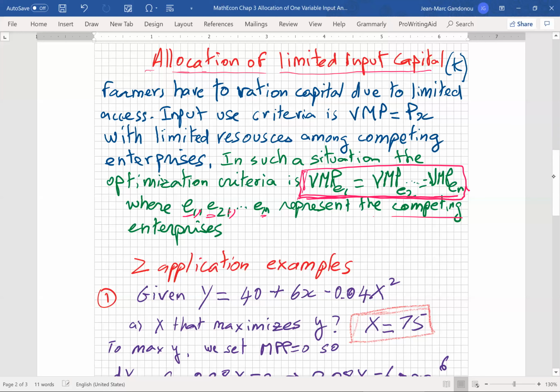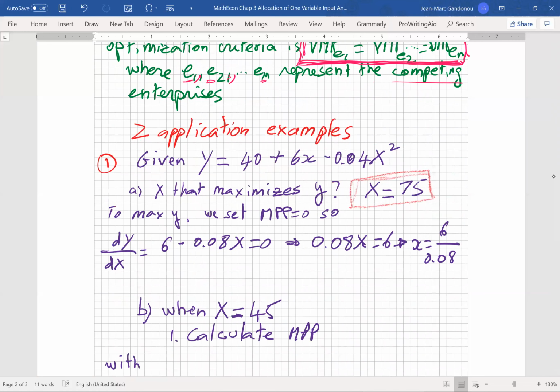So if it's custom hire and production of corn, for example, 1 additional hour of work or 10 additional hours of work will be equal to 10 bushels. Then the farmer will allocate equal resources between the two enterprises.